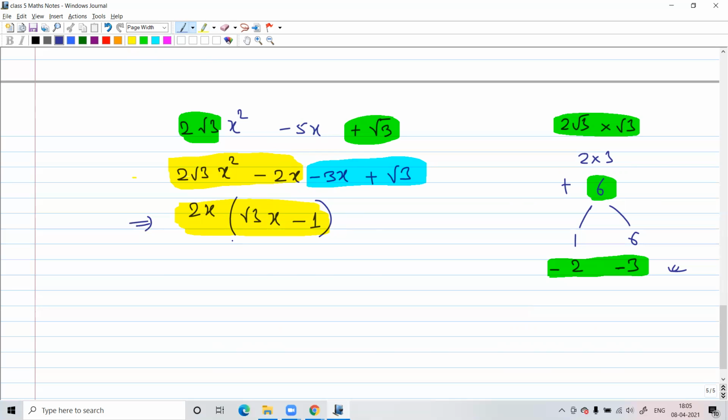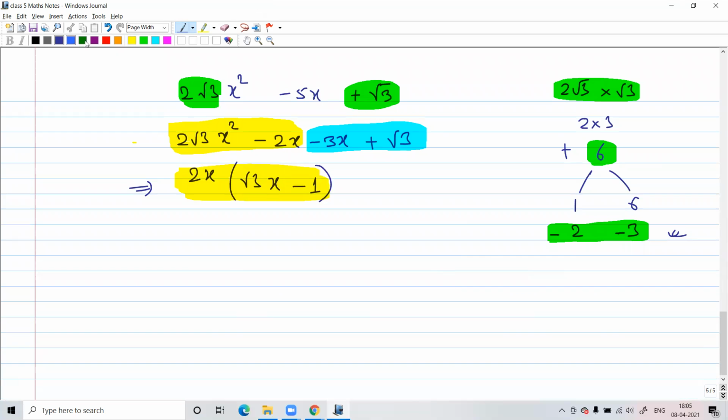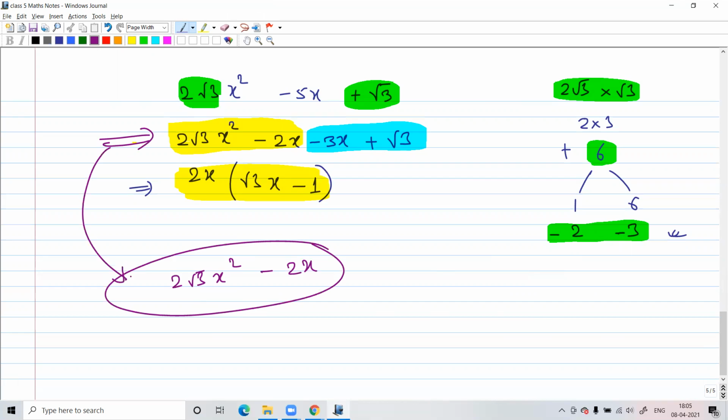Yes, I will explain. So what's going on here? Look at the yellow part, this one over here. What is it? 2 root 3 x square, right? And this one is minus of 2x. So I have rewritten this whole thing again over here.